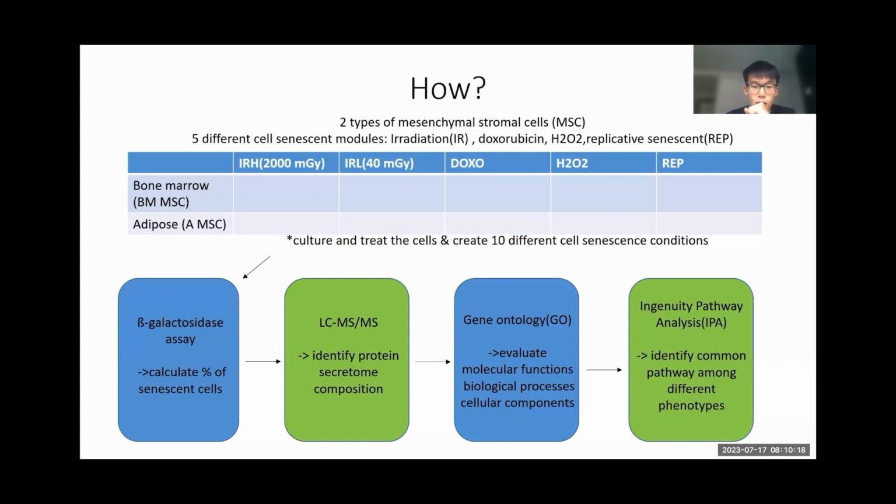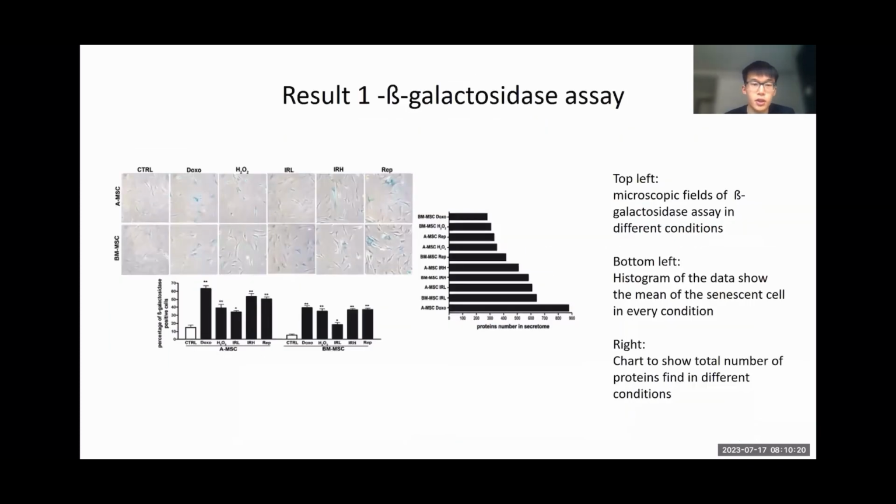So basically the first one is the beta-galactosidase assay, and at the top left, including control, we can see it got 12 conditions. And this is the picture under the microscope, and you can see control got more cells, because they didn't undergo cell senescence, but in the remaining ones, basically, they all induced cell senescence.